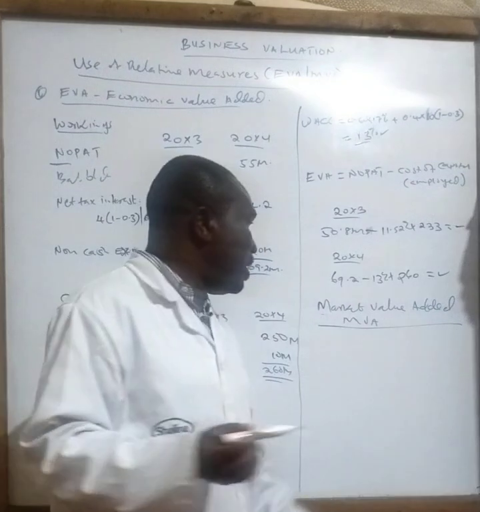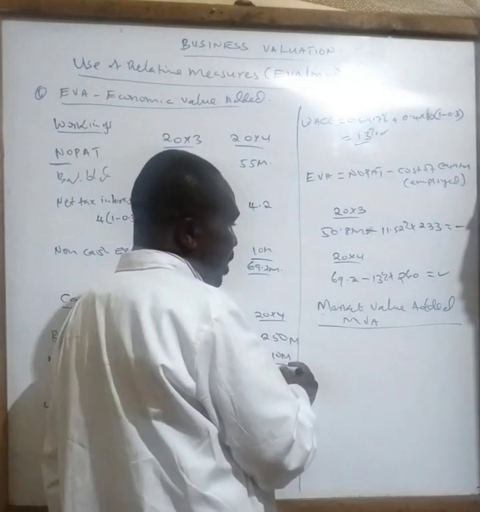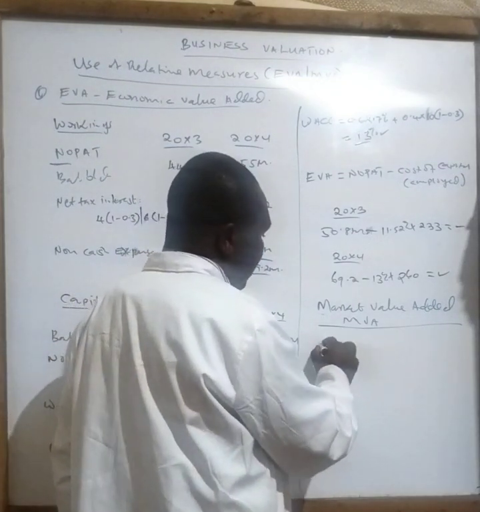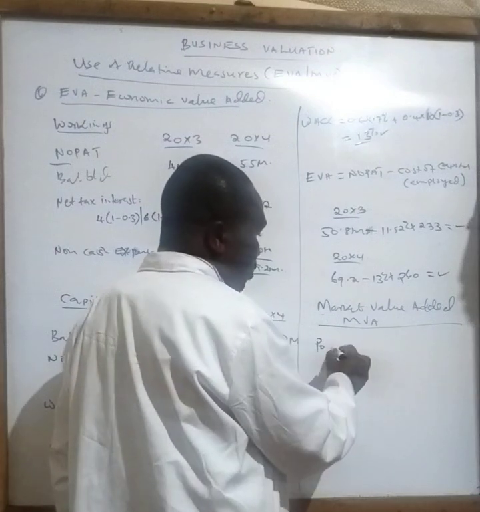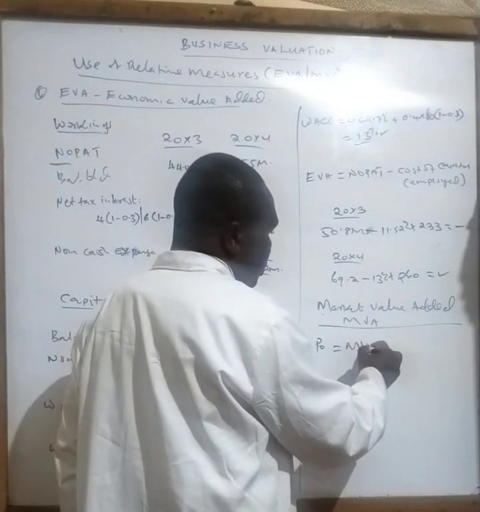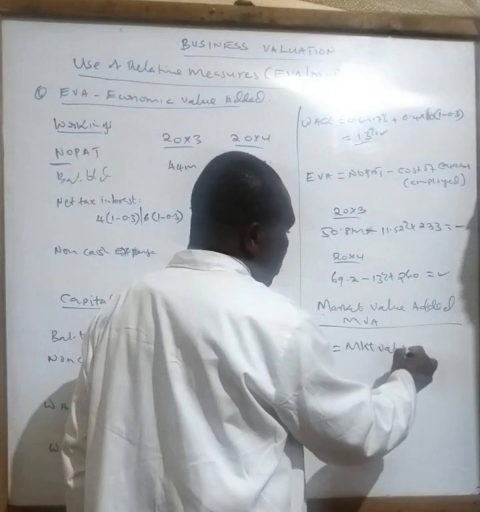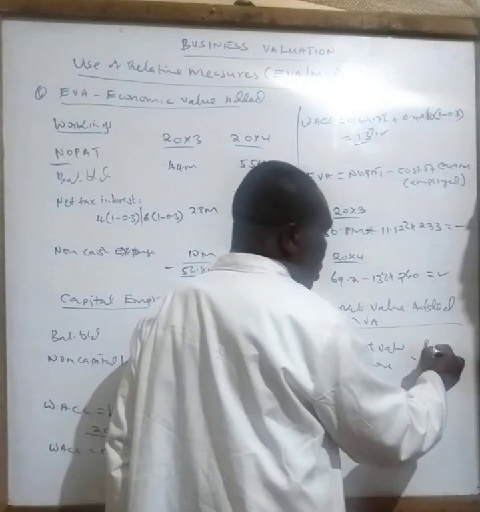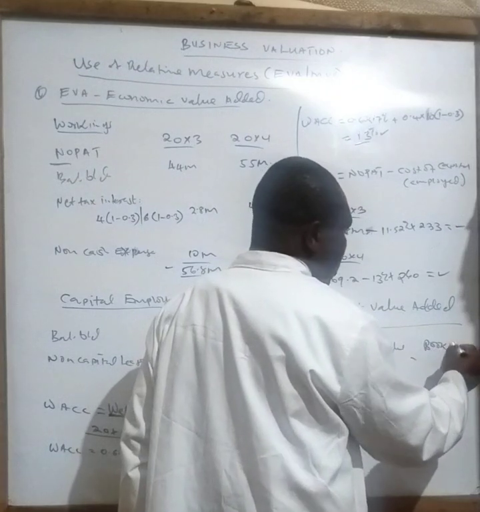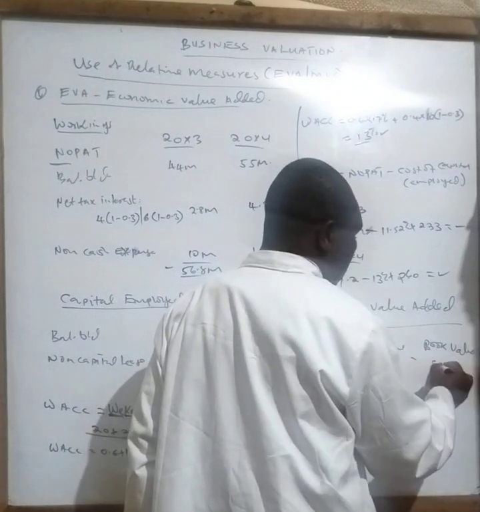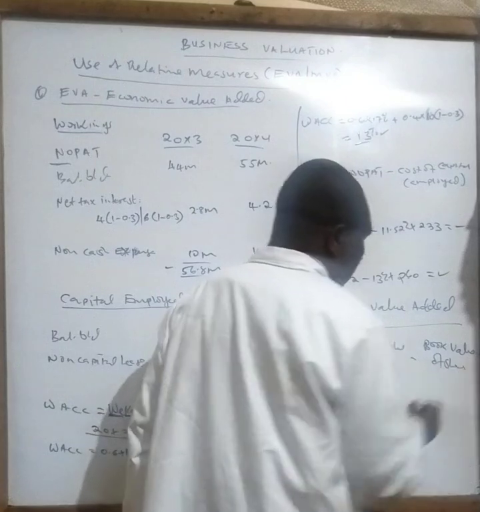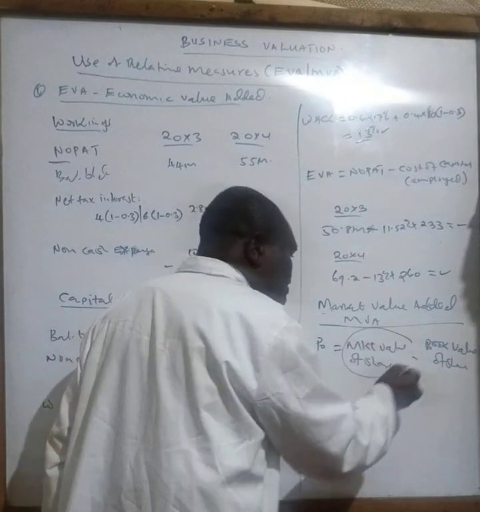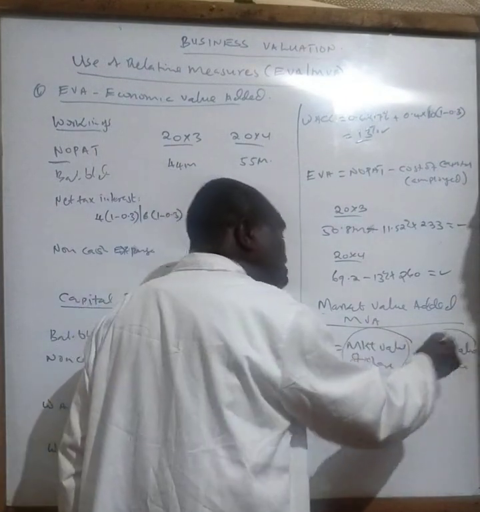Therefore, we can just say, okay, for me to get the market value added, I have to get the market value of shares minus book value of shares. So you have to ensure that you get the market value of the shares, then you measure with the book value.